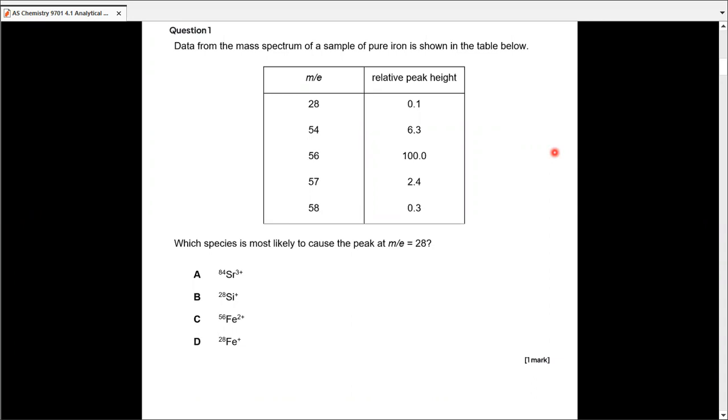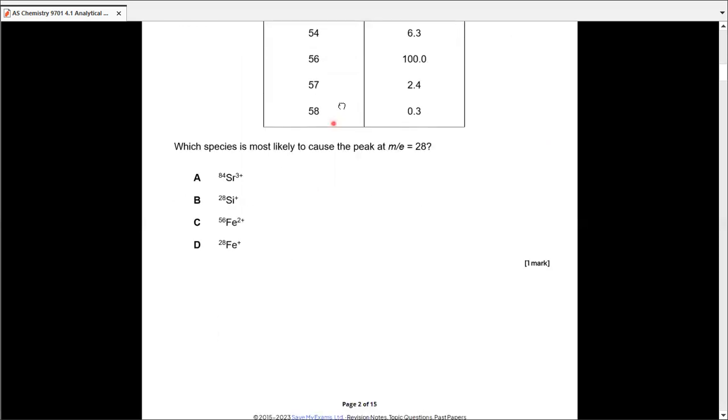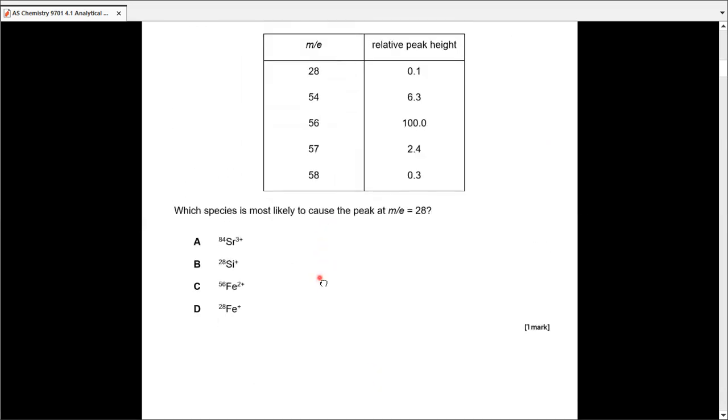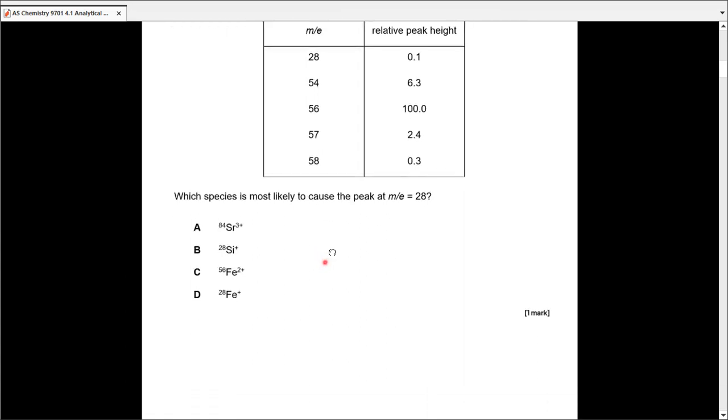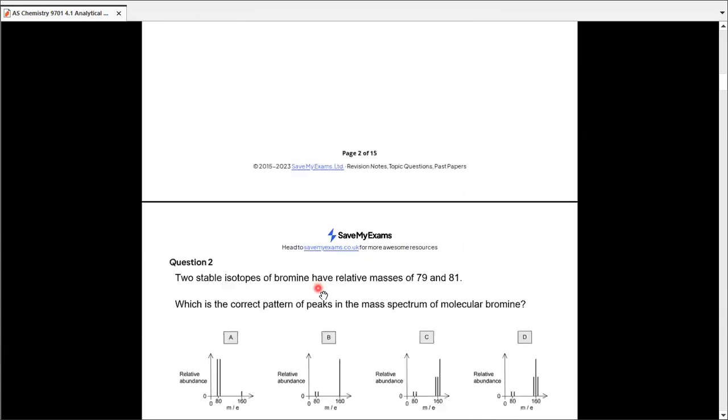56. C. Perfect. Was it a hunch or logic? Both, I guess. Okay, good. Well, that's right. Good.